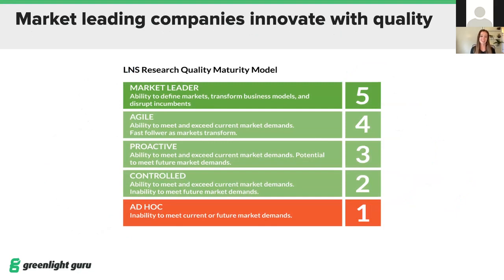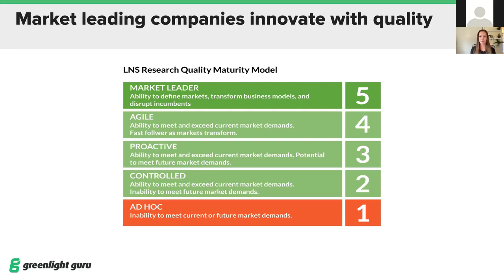So just a quick slide here about market leading companies innovating with quality. At the very bottom, number one is the ad hoc level, which means you don't have the ability to meet current or future market demands. Once again, keep in mind the constant change we're seeing, with switching to the EU MDR, switching to remote work, and all the different things at play. We need to make sure the processes and policies we have in place are able to meet those ever-changing medical device needs.